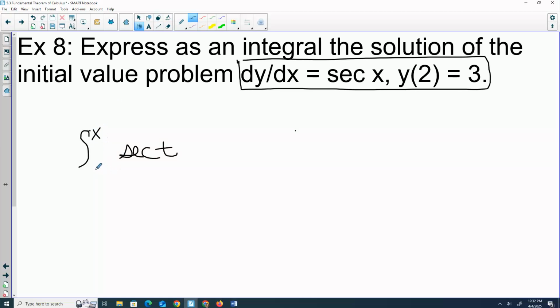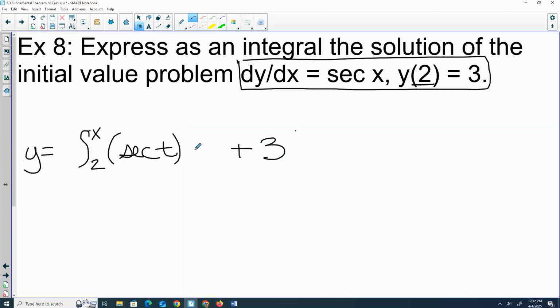Do you know where this one's going to start? 2. Since it says initial value, we can say that it starts at 2. So let's check. If I did the derivative of this, do I get secant x? Yeah. The other thing I'm telling you is y of 2 has to equal 3. Now you could have started this at 0, but the benefit of starting at 2 is, if you integrate from 2 to 2, what happens? It's 0. If I want to get 3, I could just do a plus 3 on the end.